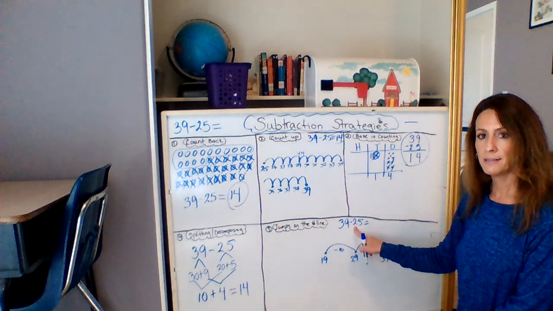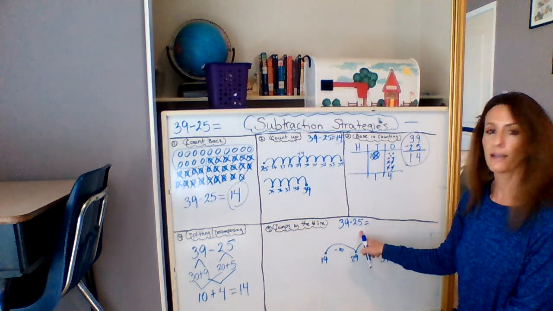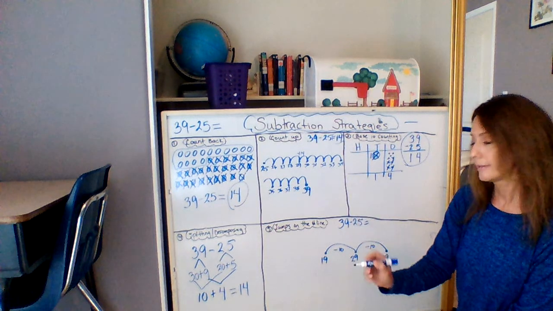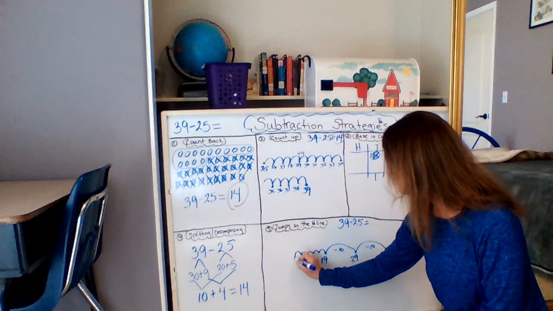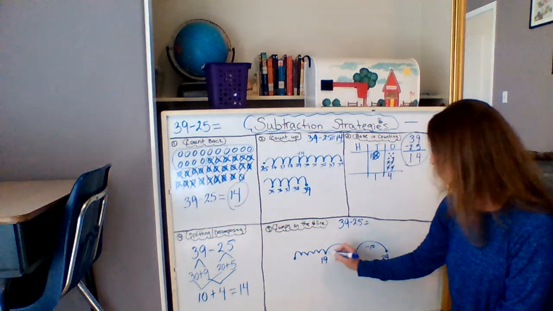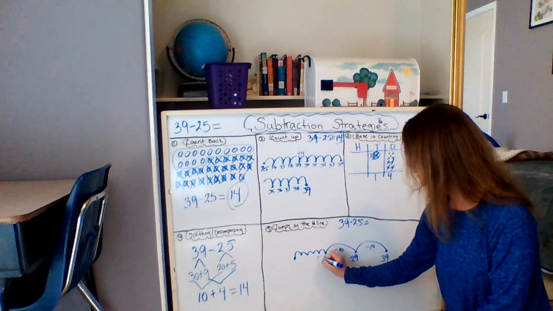I'm done taking away my 10s. Now I need to take away my 1s. I have 5 more 1s to take away. So now I'm going to just do my little baby hops, my jumps of 1, 1, 2, 3, 4, 5. Fill in your points. Remember, on the down is a point, which is a number.